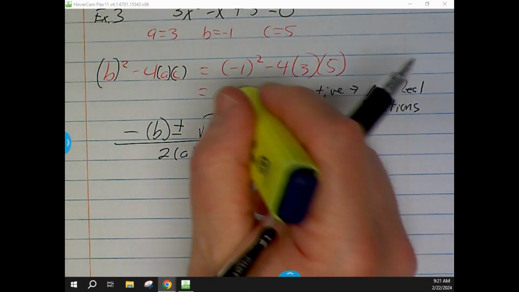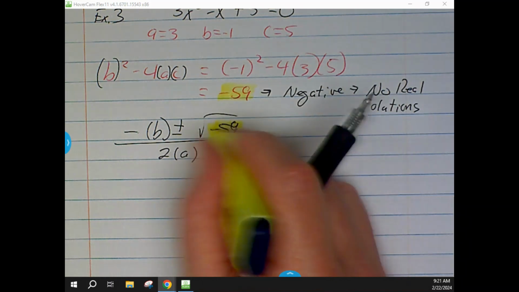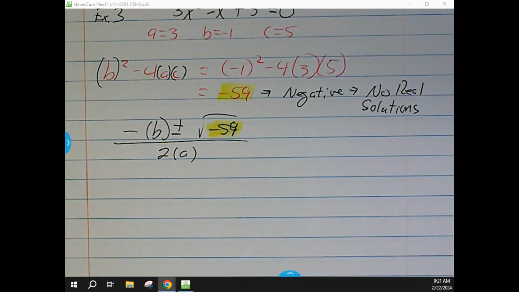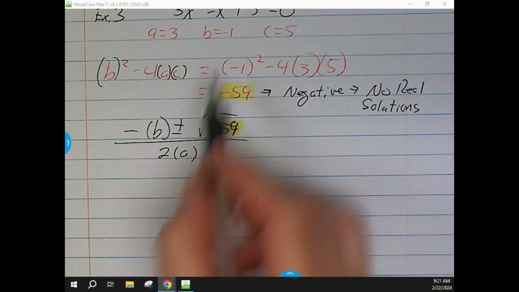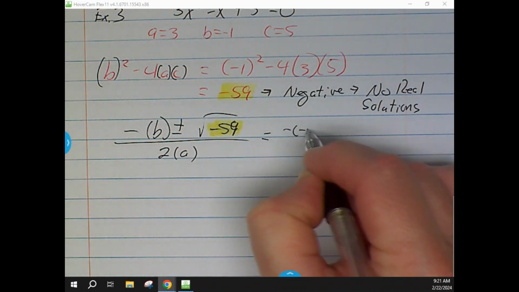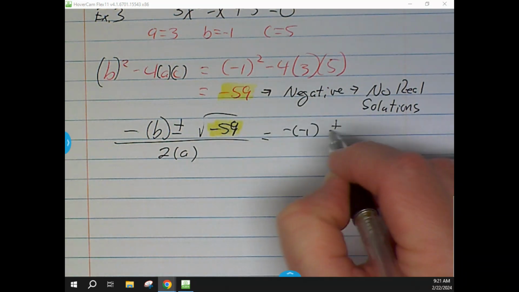So we've got our -59 here. We're going to go ahead and plug that in, and we're going to work it out and see what it's going to be. So if we do the -b, that's a minus -1, plus or minus.